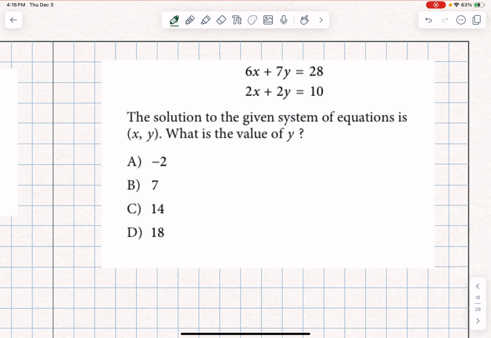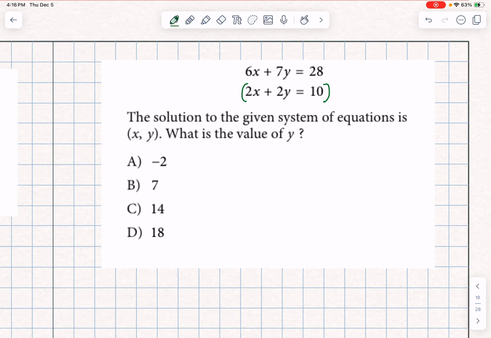6x plus 7y equals 28. 2x plus 2y equals 10. The solution to the given system of equations is (x, y). What is the value of y? This time, they're just asking for one value, which is y. So what I will do is try to eliminate x. In that way, you can find the value of y directly.